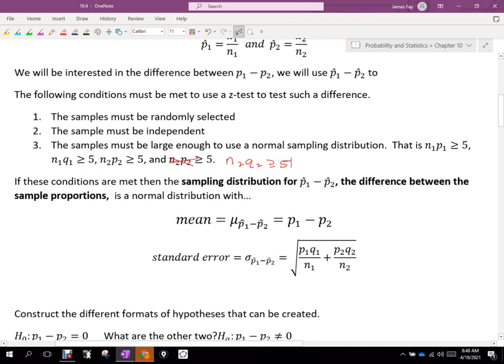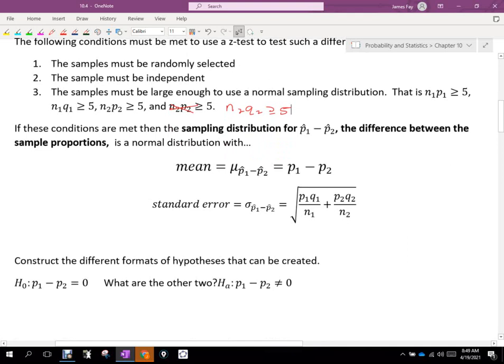which is the difference between the sample proportions, is normal with the following mean. The mean would be P1 minus P2, and here's our standard error. This standard error is similar to standard errors that we've seen in the past. The idea is that sigma of P hat 1 minus P hat 2 is equal to this formula: the square root of P1 Q1 over N1 plus P2 Q2 over N2.